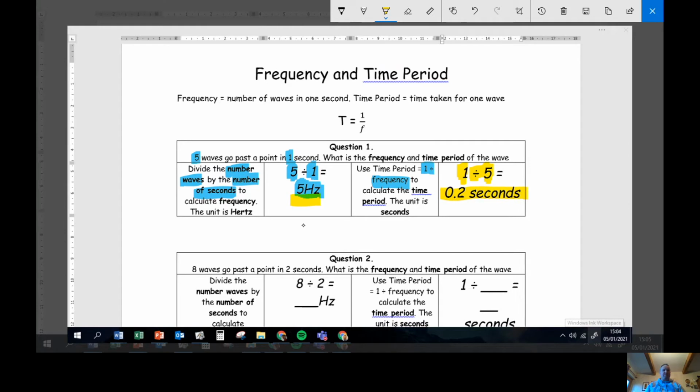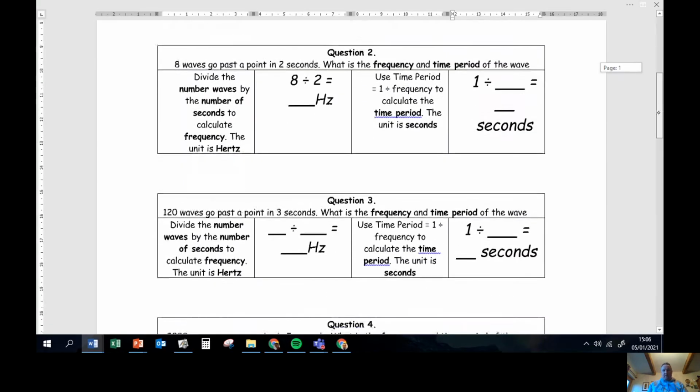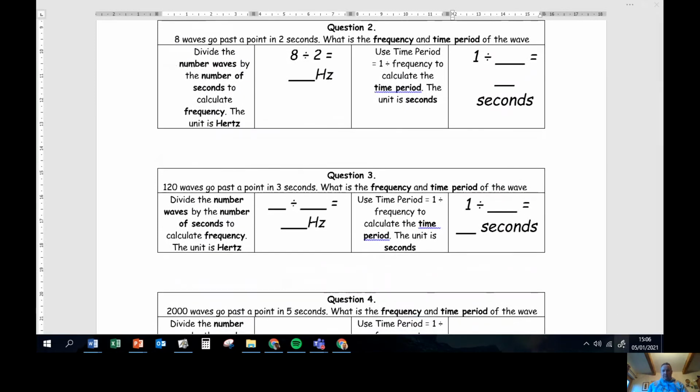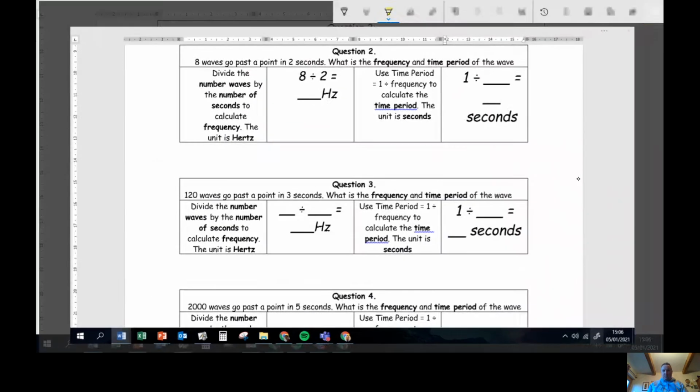So you can see in the first box, I've worked out the frequency, and in the second box, I've worked out the time period. The first box, I divide the number of waves by the number of seconds, and in the second box, I divide 1 by the frequency. Okay, so let me work through a couple more examples of that, and then I'll let you have a go at doing them yourself. So let me scroll down on my worksheet here and copy it onto my sketch pad. There we go. And we'll try a few of these.